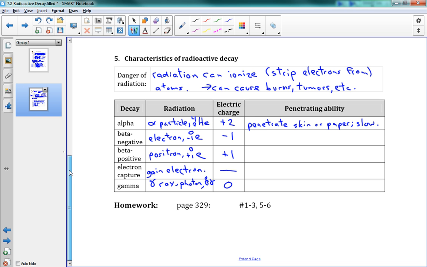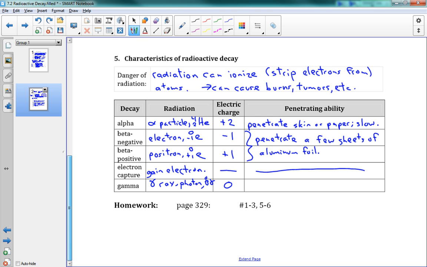Beta negative, and beta positive, these guys both can penetrate how much? A few sheets of aluminum foil. Okay, that's how much those can penetrate. So that's a bit more. It's still reasonably easy to defend against. Electron capture, we're not actually emitting any radiation, so that one's not so bad.